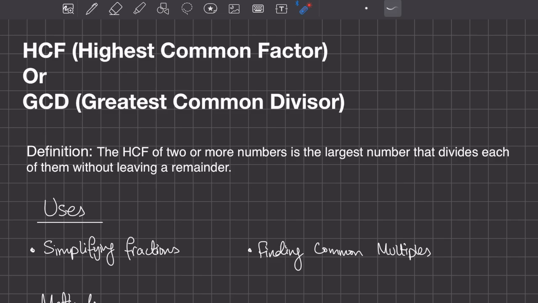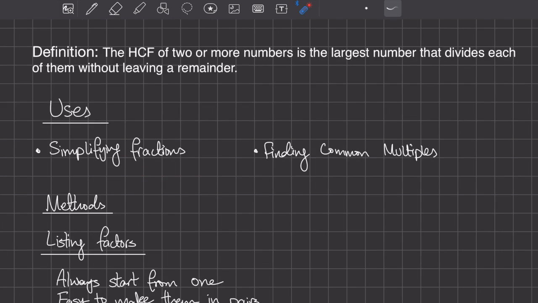Hello everyone. Today we will be going over the concept of HCF, or the highest common factor, also known as GCD, or Greatest Common Divisor. It is a crucial concept in number theory and arithmetic. The HCF of two or more numbers is the largest number that divides each of them without leaving a remainder. HCF is fundamentally used in simplifying fractions and finding common multiples.